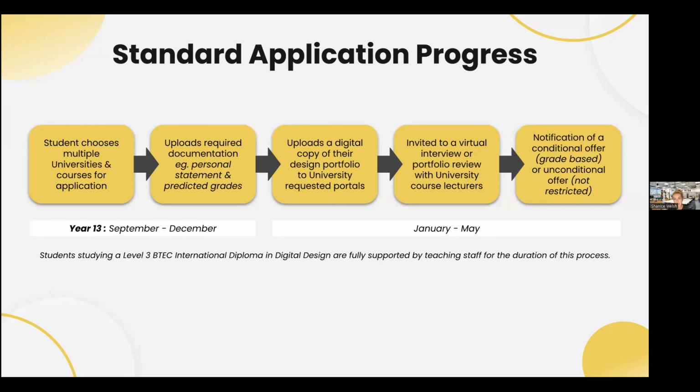Rough timelines, but this varies depending on the country and the university. All of this happens in year 13. So they start choosing their universities around about now, September time, all the way up until December, uploading their predicted grades. And then after Christmas is when they're contacted by universities to upload their portfolios and have their interview. And then towards the end of the year, they get the notification of offers.